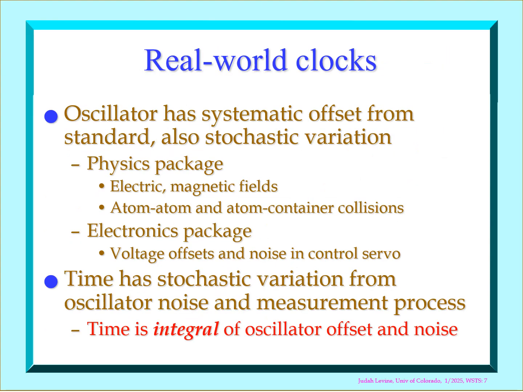Now, real-world clocks have oscillators that have systematic offsets from the standard frequency. The systematic offsets might come from electromagnetic fields that affect the energy levels of the atoms, if this is an atomic clock, or from temperature effects, if it's a pendulum clock. If the atoms are in a cell, as they would be for a rubidium device or a hydrogen device, then there are collisions between the atoms and the walls of the cell. And in a beam device, there could be collisions between the atoms and the other atoms. And all of these things affect the frequency of the device, that is, affect the physical frequency of the device.